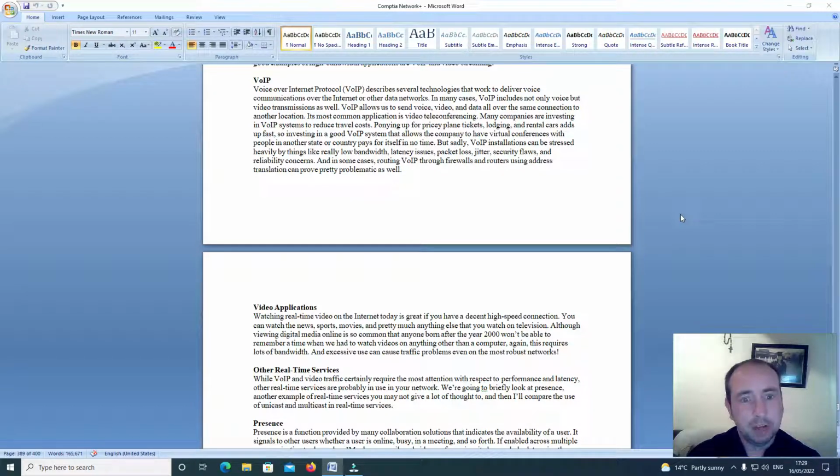Its most common application is video teleconferencing. Many companies are investing in voice over IP systems to reduce travel costs. Ponying up for pricey plane tickets, lodging and rental cars adds up fast. So investing in a good VoIP system that allows the company to have virtual conferences with people in another state or country pays for itself in no time.